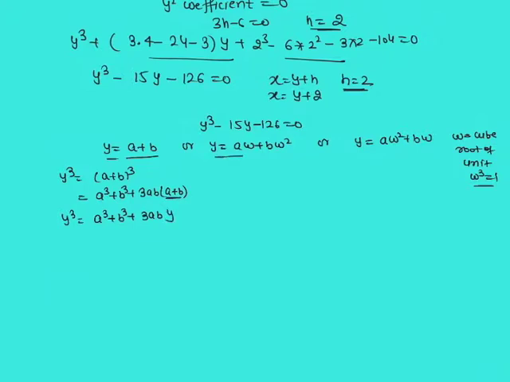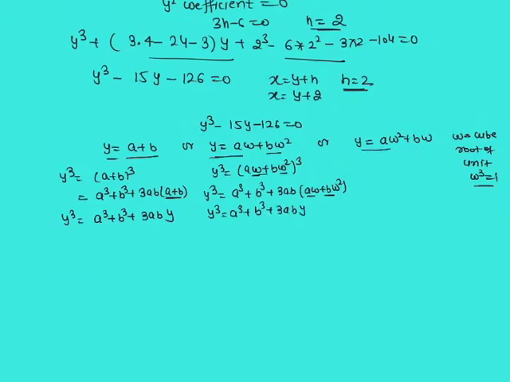Similarly, if I do this one cube, we'll get y cube equal to a omega plus b omega square whole cube. We'll get y cube equal to a cube omega cube. Omega cube we can write as 1 plus b cube into omega power 6, that we can write as 1 plus 3ab omega cube, that is 1 into a omega plus b omega square. So a omega plus b omega square we can write as y. So we will get as y cube equal to a cube plus b cube plus 3ab into y.